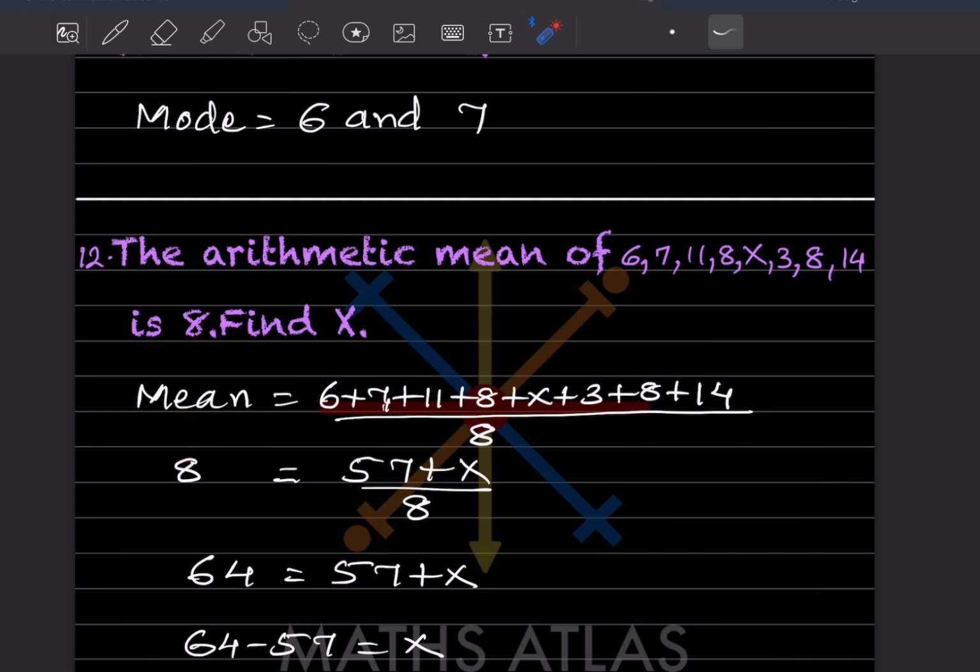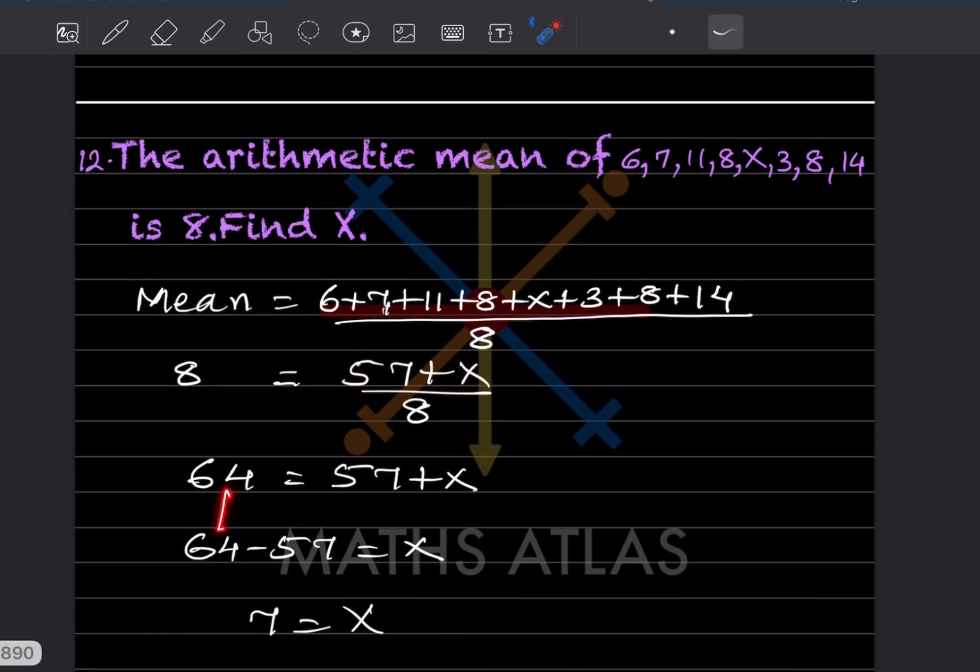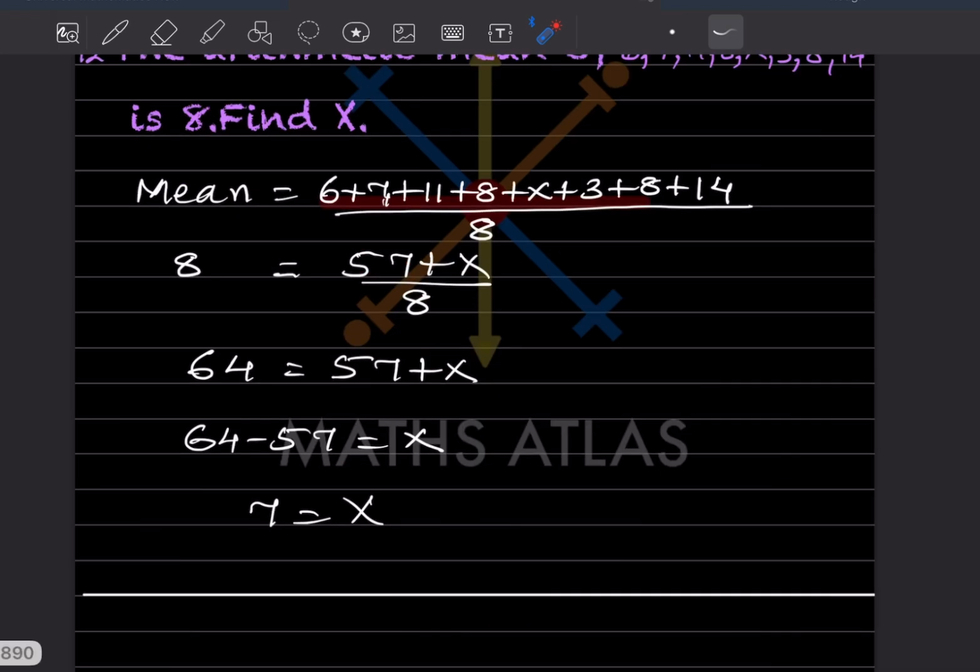So when you add these numbers and then plus x, that is going to be 57 plus x divided by 8. Now you take this 8 to this side, so it gets multiplied because it was divided and is changing sides. So 8 times 8 is 64, equal to 57 plus x. So 64 minus 57 is equal to x. So x will be 7.